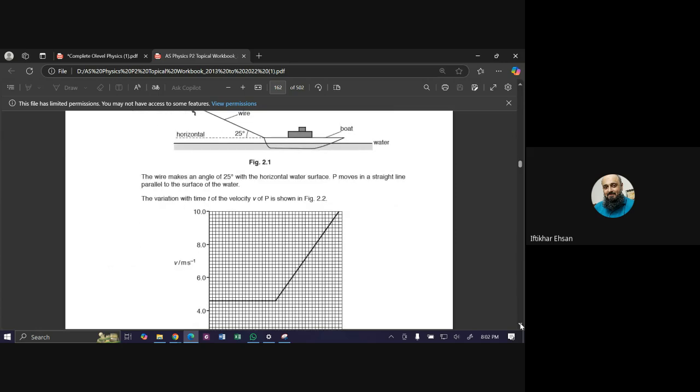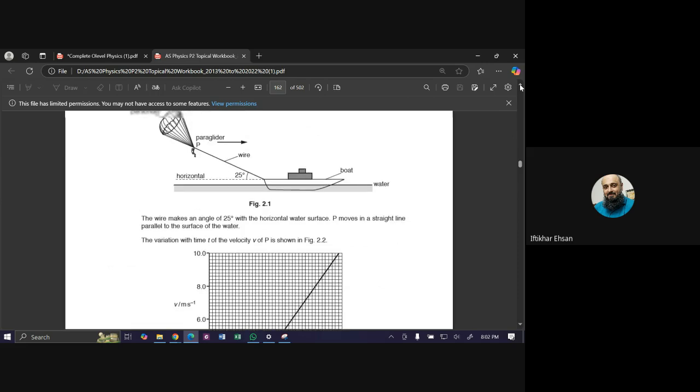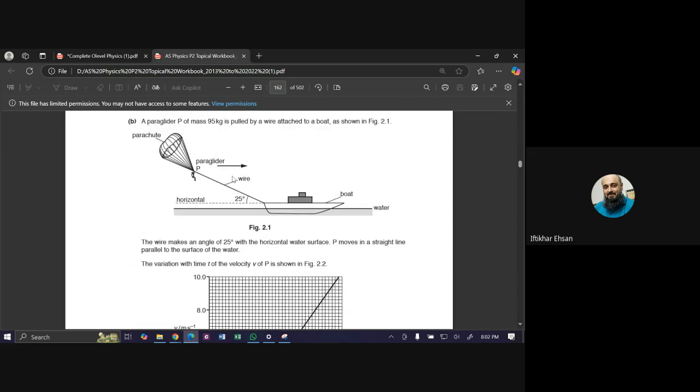The wire makes an angle of 25 degrees with the horizontal. P moves in a straight line parallel to the surface of the water. P is the person. He is moving straight, which means the overall upward and downward forces are cancelled. That is why he is not moving higher or lower.